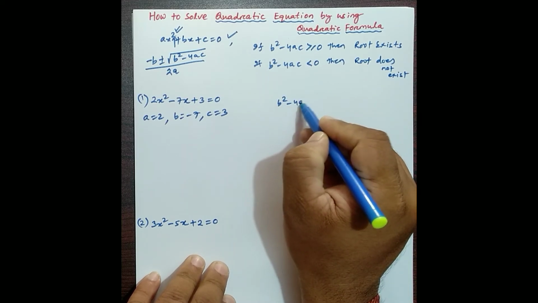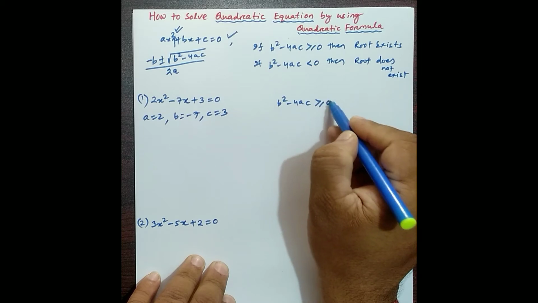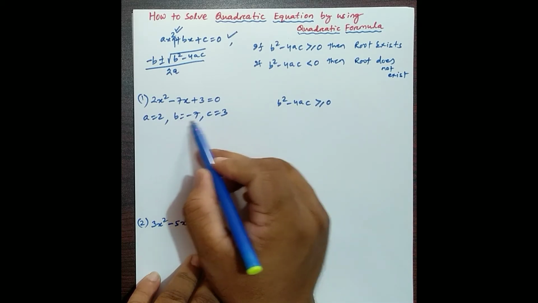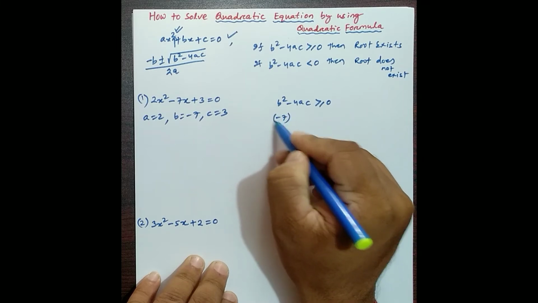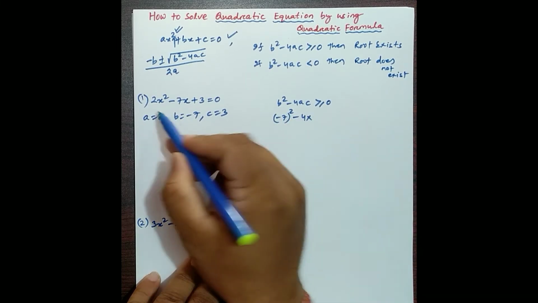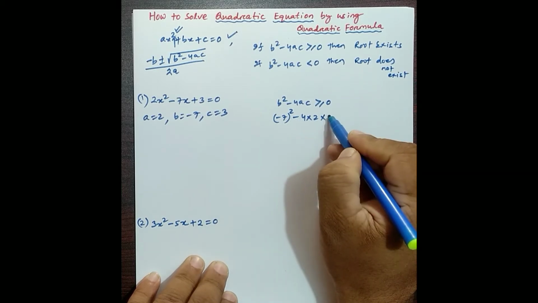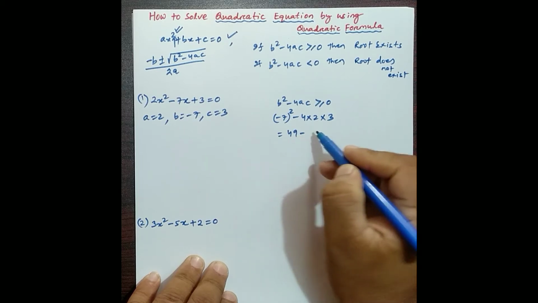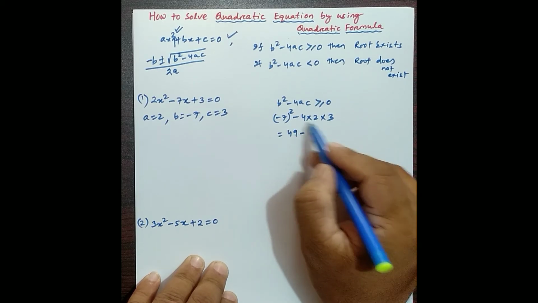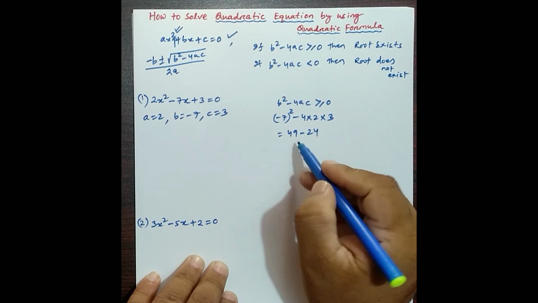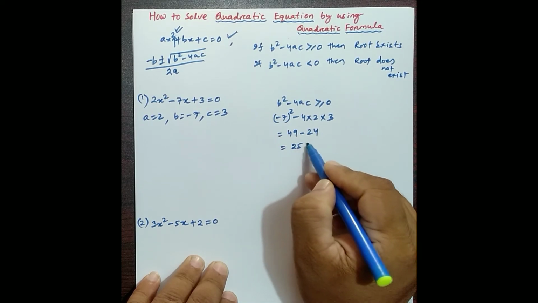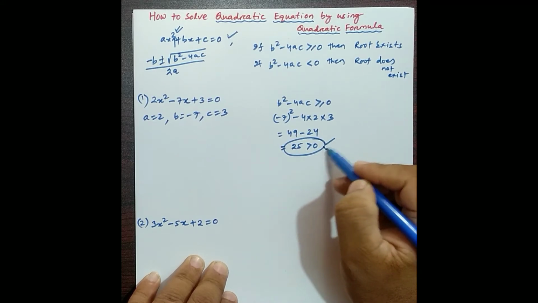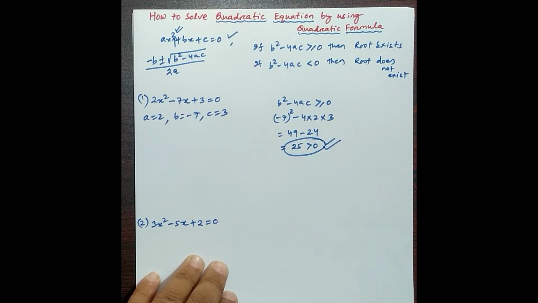Is b square minus 4ac greater than or equal to 0 or not? Check. What is the value of b? Minus 7. So here, look, minus 7 whole square minus 4 into the value of a, which is 2, into the value of c, which is 3. Okay, so minus 7 square is how much? 49, minus 24. 49 minus 24 is what? That is 25, greater than 0. So what is the meaning of this? As 25 is greater than 0, obviously you can say that you can easily find the roots of the quadratic equation.